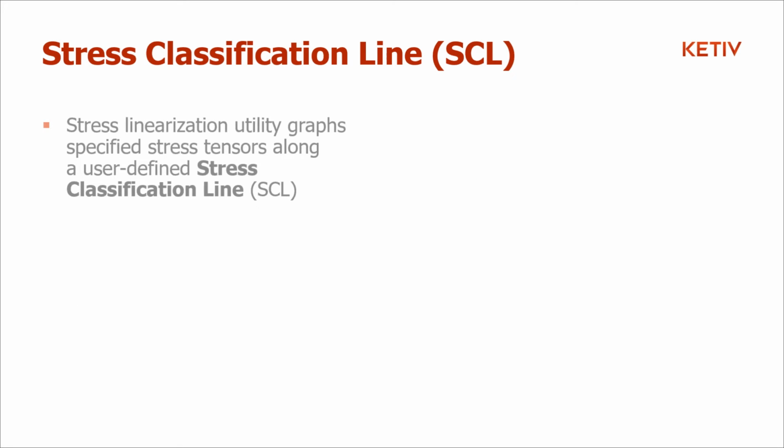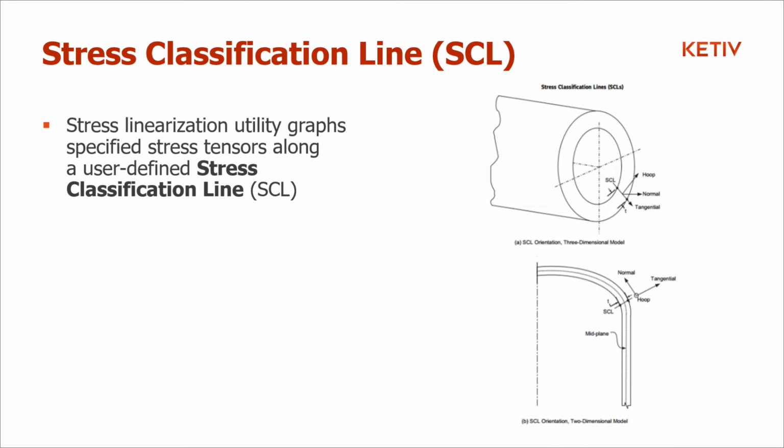Now, the stress linearization utility graphs, as we mentioned, the specified stress tensors along what is called a stress classification line. This stress classification line is user defined, and it is a straight line that runs from the inside to the outside of the vessel. FEA provides the raw stress data at nodes along this line.